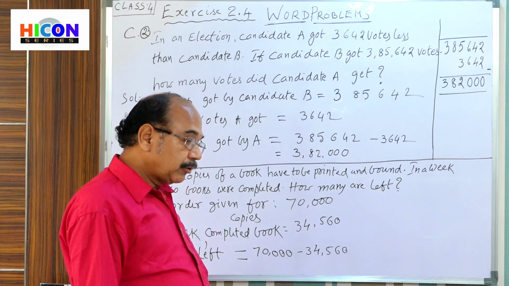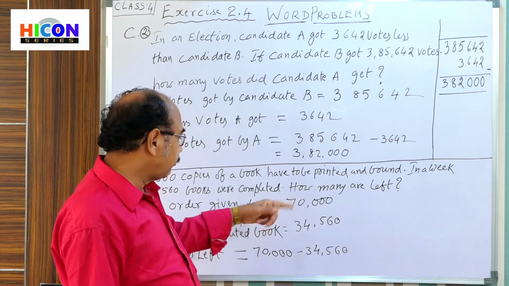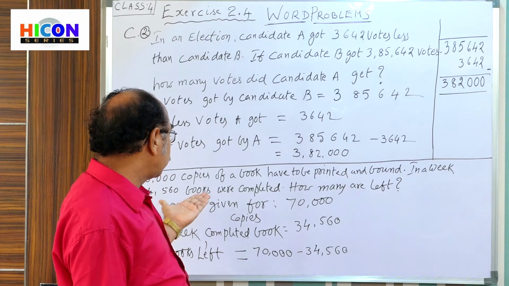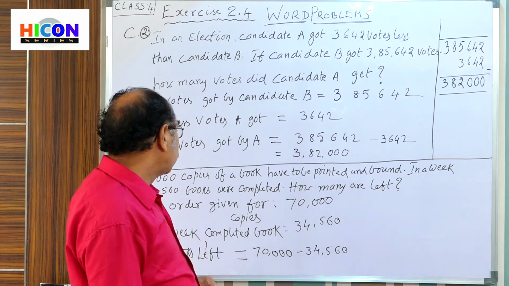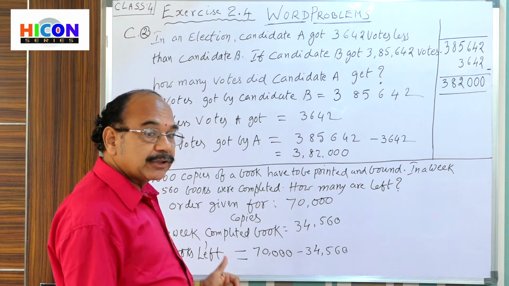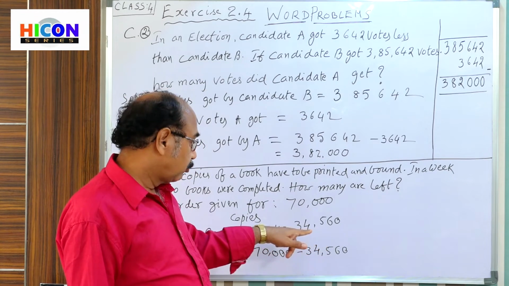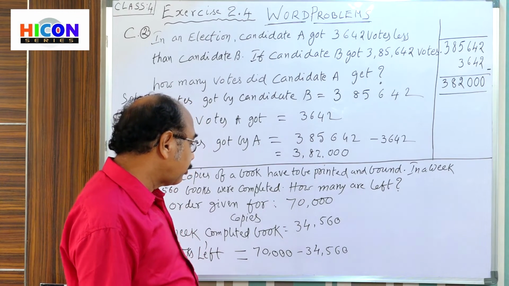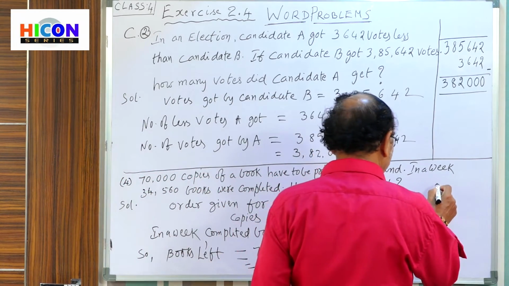Did you all understand, children? The order is given for how many books here? 70,000 books. But only how many books were completed? 34,560 books only completed in a week. Still, how many books are left over? So, to find this, what we do here? We do subtraction. The completed copies we subtract from the ordered copies. That means 70,000 minus 34,560. Now we show the subtraction in the margin.